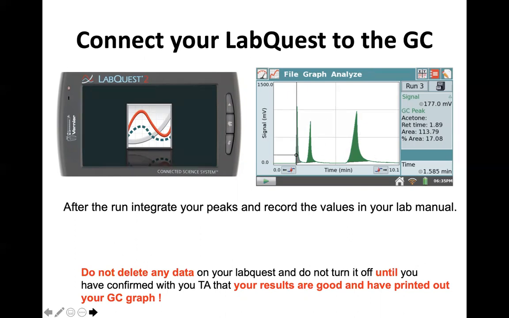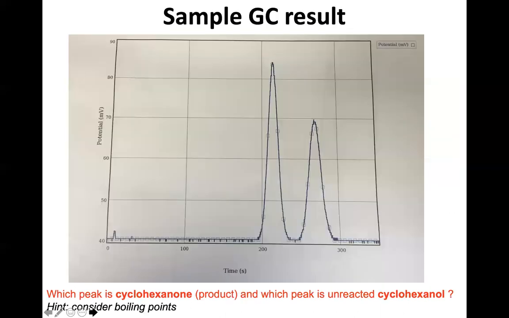And I want to tell you a little bit something about the analysis. So what you're looking at on the x-axis is time. And so the peaks come out at different times. And what we do with GC is we can separate, in this case, things on the basis of their boiling points. So compounds that have a lower boiling point will come out first, and compounds that have a higher boiling point will come out later.